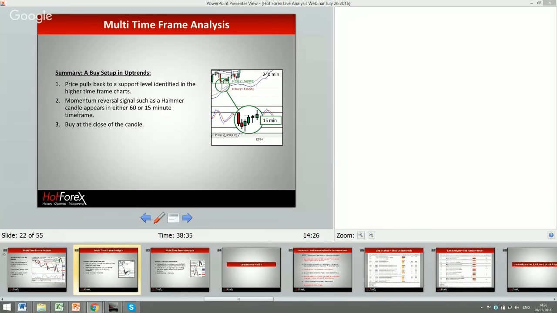But I also know if it hits the target, it's going to win 1.5% or 1.8% of my account. So, and if I'm winning 60% of my trades, 6 out of 10, I'm in the money.